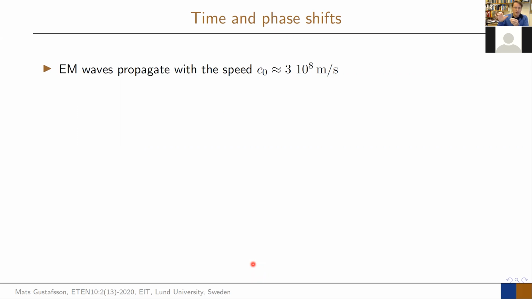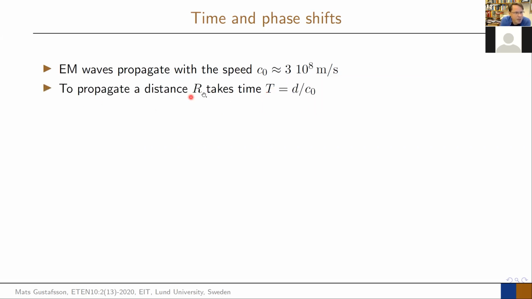So one wavelength is 2 pi in phase, and that means half a wavelength is pi, 180 degrees, which means that the phase difference that can come in here can be quite big. We cannot neglect it, and that is what gives the radiation pattern. To understand that, we know that electromagnetic waves propagate with a given speed, approximately 3 times 10 to the power 8 meters per second.